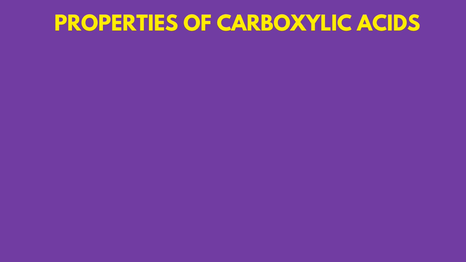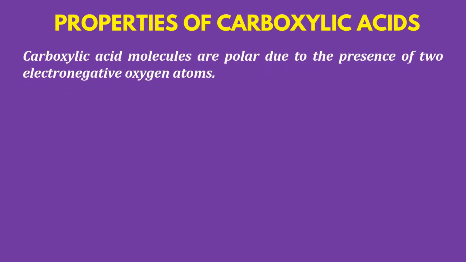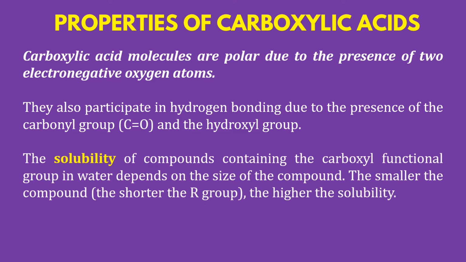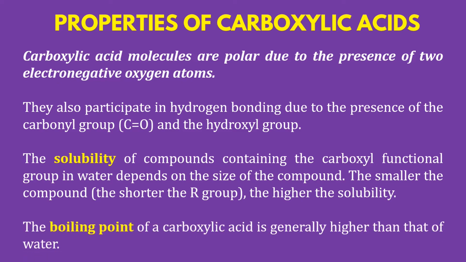Properties of carboxylic acids. Carboxylic acid molecules are polar due to the presence of two electronegative oxygen atoms. They also participate in hydrogen bonding due to the presence of the carbonyl group and the hydroxyl group. The solubility of compounds containing the carboxyl functional group in water depends on the size of the compound. The smaller the compound, or the shorter the R group, the higher the solubility. The boiling point of a carboxylic acid is generally higher than that of water.